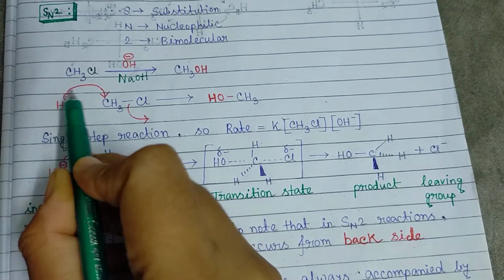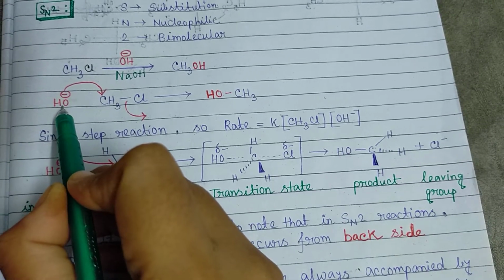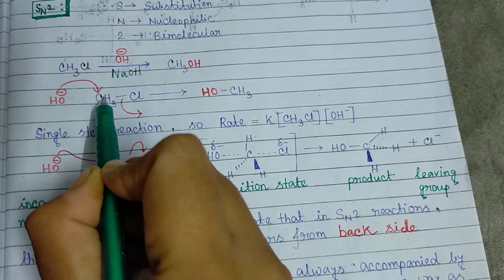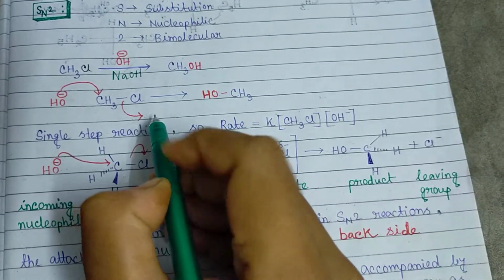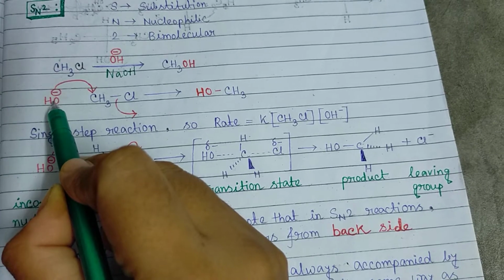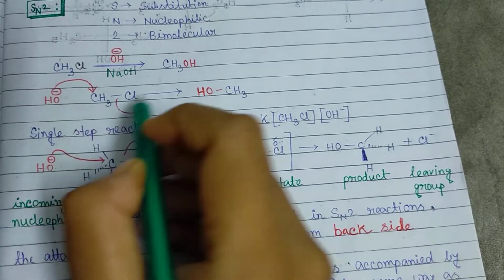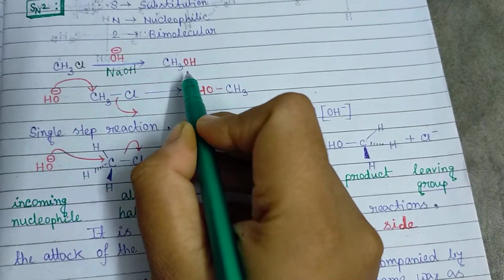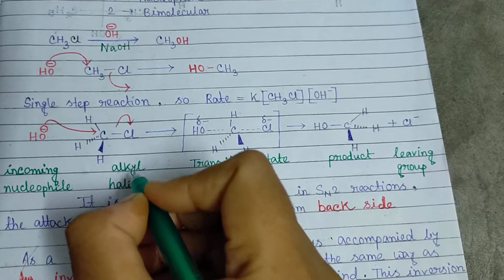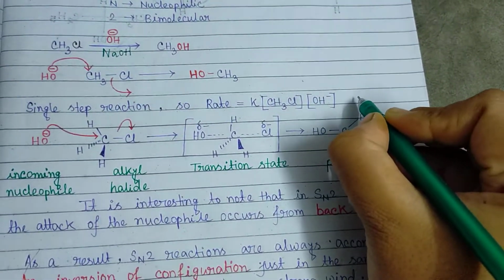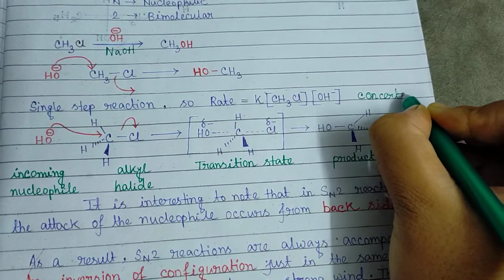In case of this reaction, the OH minus or the nucleophile will attack the methyl group from the back side and the chlorine will leave from the front side. So the OH nucleophile and methyl will form the bond and we have the product. This is actually a single step reaction or concerted reaction. Single step reactions are often termed concerted reactions.